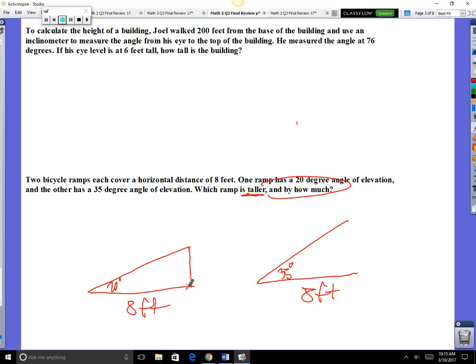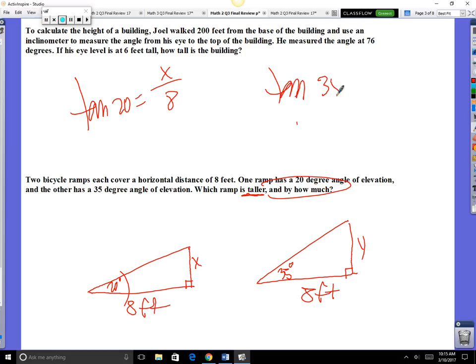So if we drop and make a 90, we need how tall it is, and we need to find the difference between the heights. The one that's opened up at a steeper degree is going to be taller. So this one's going to be taller, but we've got to figure out by how much. The trig is always tangent. So that's opposite over adjacent. Tangent of 20 equals opposite over adjacent. Tangent of 35 equals opposite over adjacent.